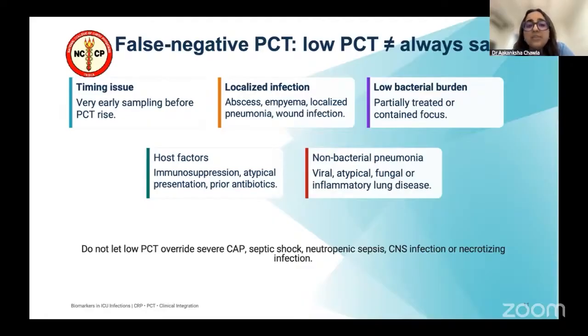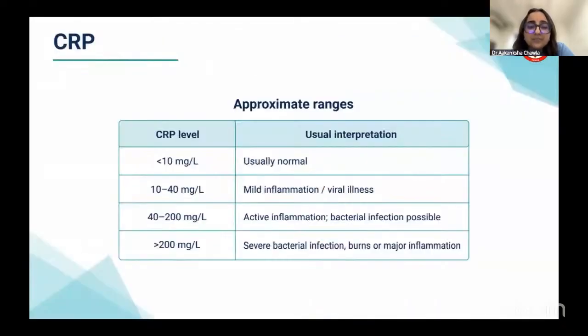A localized infection like an abscess, empyema, or a wound infection may not have a positive procalcitonin report, a low bacterial burden, or a patient who's immunosuppressed or who's received prior antibiotics. Patients with viral infections, atypical fungal or inflammatory lung disease can all have a low PCT. It does not mean that infection is ruled out and you can simply discard the possibility.